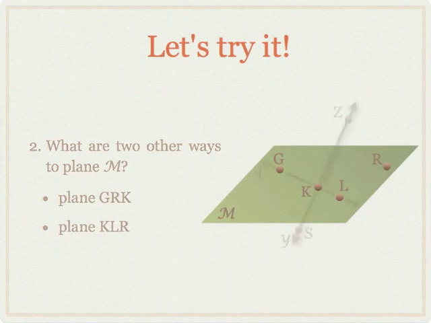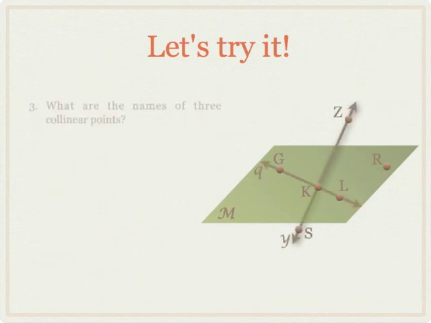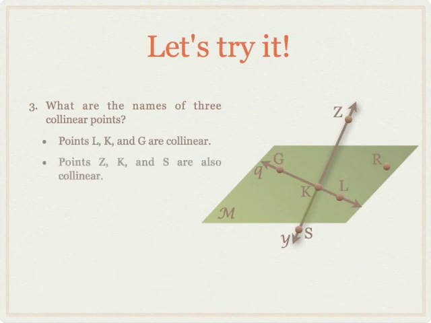Let's try this question. What are the names of 3 collinear points? To be collinear, they have to be on the same line. There are 2 lines. We could say that points L, K, and G are collinear. Or we could say that points S, K, and Z are collinear, because those points lie on their respective lines. If it helps, redraw the figure with only the lines showing. It may be easier for you to see the collinear points that way.